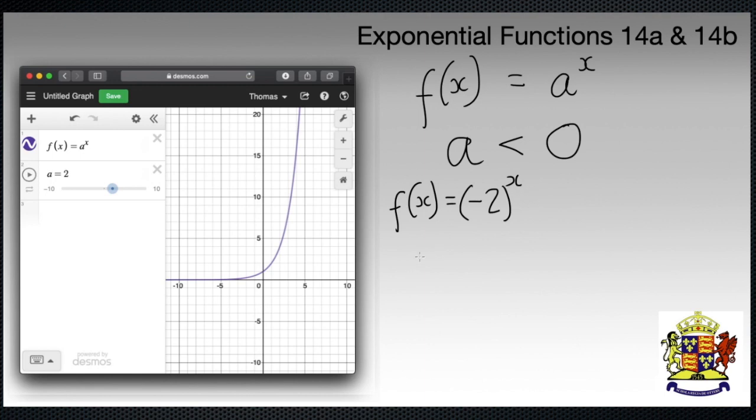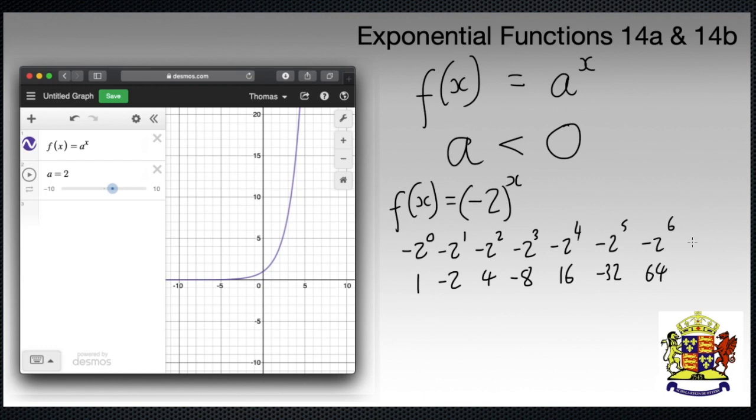So if we go through this, let's start with 0. When it's 0, -2 to the power of 0 is 1. Anything to the power of 0 is 1. When I go -2 to the power of 1, that gives me -2. So I go 1, -2. -2 squared is +4. -2 cubed is -8. -2 to the power of 4 is +16. -2 to the power of 5 is -32. -2 to the power of 6 is +64. Hopefully you can see what's happening here. We have positive, negative, positive, negative, positive, negative, positive, negative.